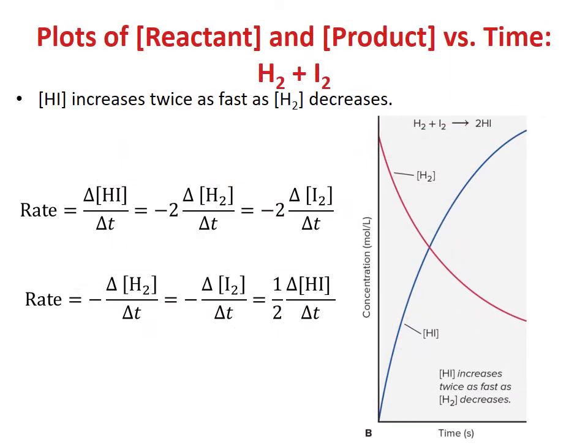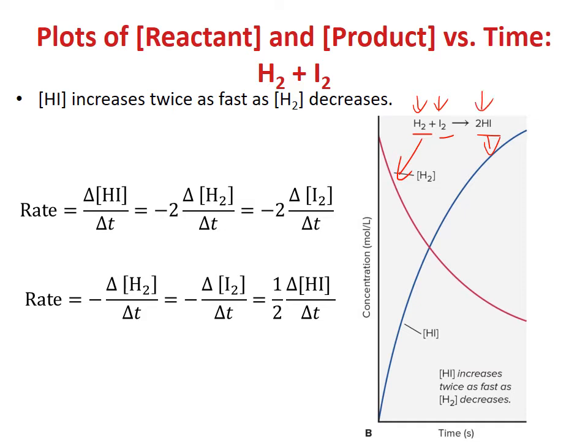Let's look at another reaction. Hydrogen and iodine form hydrogen iodide. The reactant hydrogen decreases with time. The product hydrogen iodide increases with time. Now if we look at the stoichiometry, 1 mole of hydrogen is consumed, 1 mole of iodine is also consumed, which will form 2 moles of hydrogen iodide.